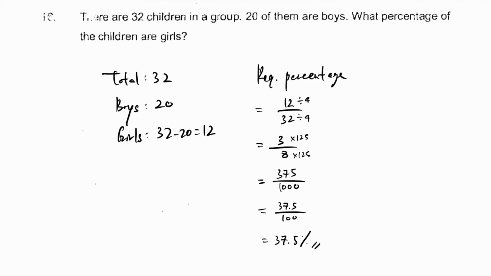There are 32 children in a group, 20 of them were boys. So total 32, 20 boys, which means 12 girls. What percentage of the children? Now, because of the children, the number of children will be the denominator, 32. Okay, girls, so let's put 12.